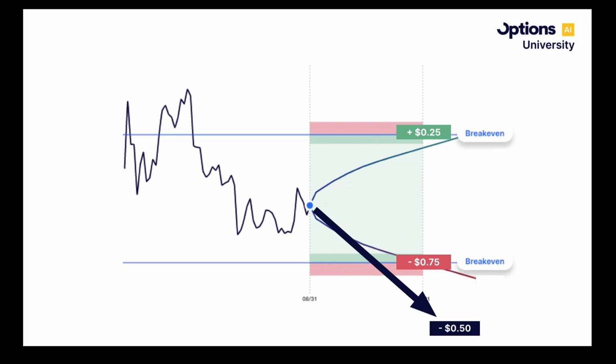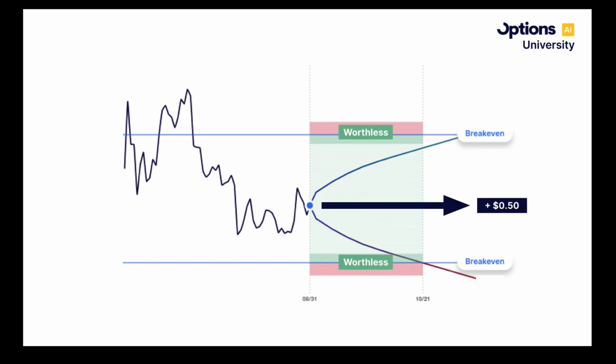A note, if the two spreads are different widths, the net risk is calculated based upon the wider of the two spreads. Once again, if the stock finishes between both spreads, they expire worthless for the max gain equal to the credit received.